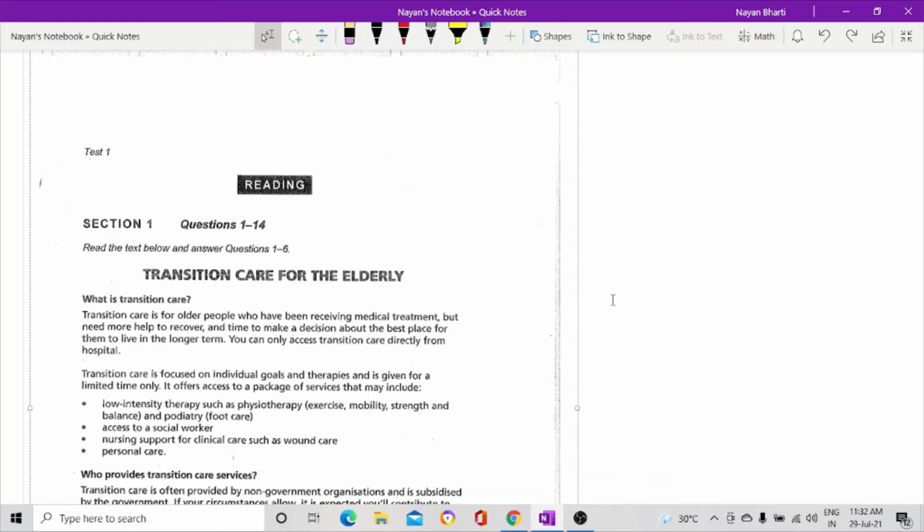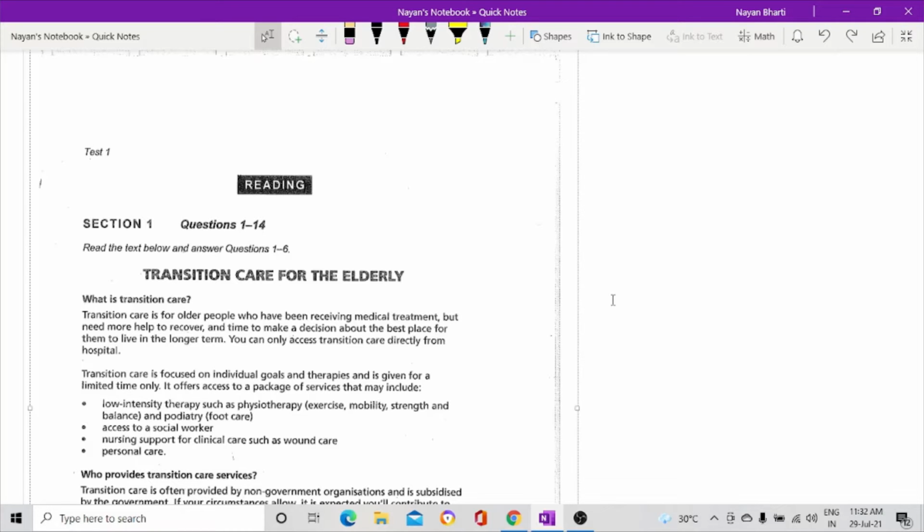Today we are going to solve one mock test from Cambridge 14. This is general one. I'll be doing further academic and different mock tests also. So I'm starting this series where I'll be helping you guys to solve the mock test. So let's start. Today we are going to do a reading one. This is I think from Cambridge 14.